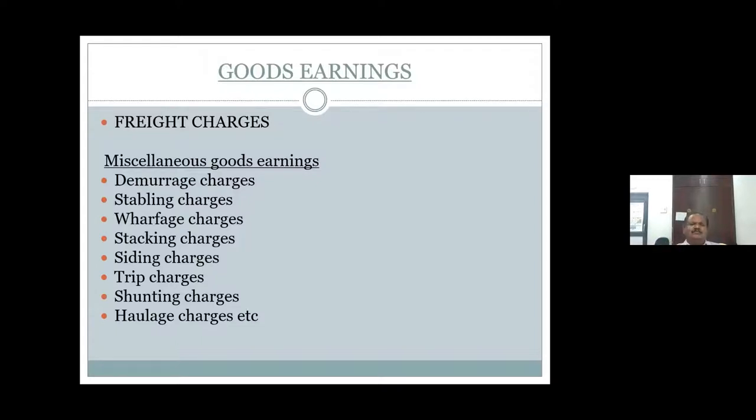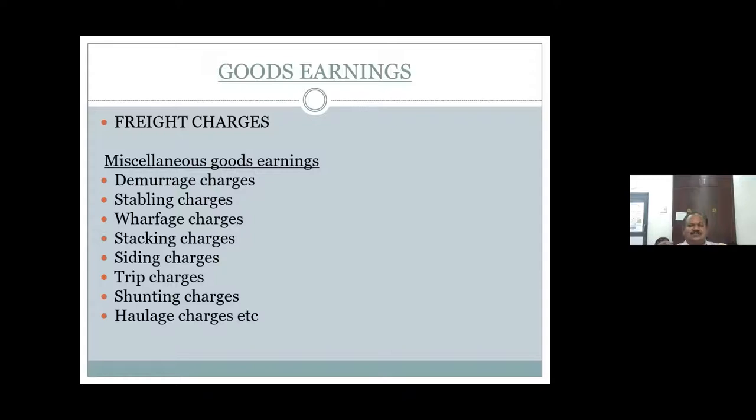Then, we have the stabling charges. Stabling charges are usually a sort of demurrage charge, but demurrage charges are collected for detention of the railway rolling stock. Stabling charges are collected for detaining the rolling stock of other private operators, like Container Corporation and other private siding owners who have their own property, their own wagons. For them, we call it the stabling charges.